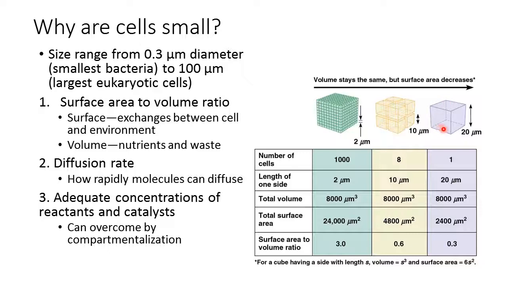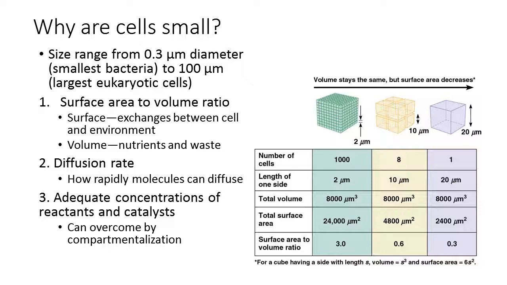Now if we have this cell, which is 20 microns on all sides, then we have a total volume of 8,000 microns cubed and a total surface area of 2,400 microns squared. But if we divide that into 8 smaller cells with 10 microns on each side, now we've got all this surface area in between that we didn't have before. So we've got the same volume, but we've increased our surface area by 2 times what it was. So interactions between the cell and the environment can happen with a lot more frequency than they could in this one big cell.